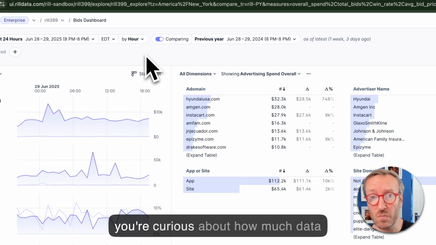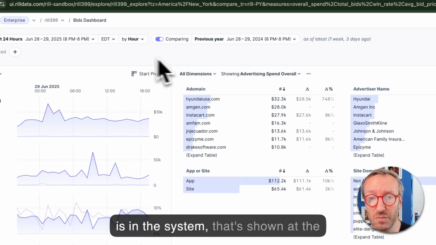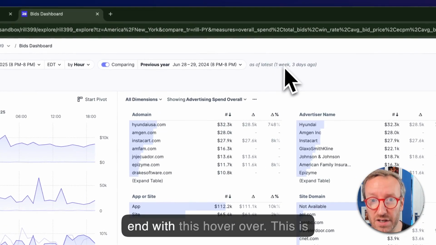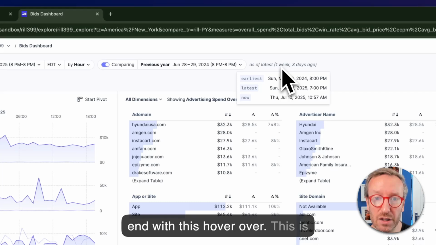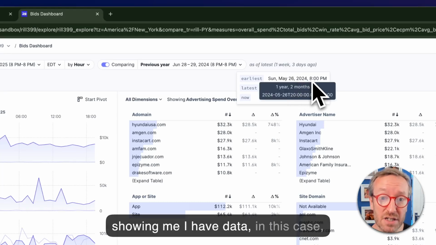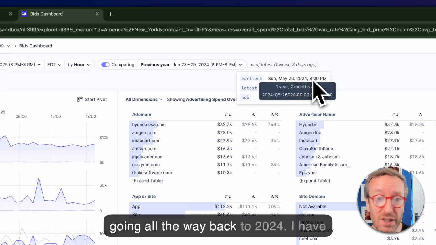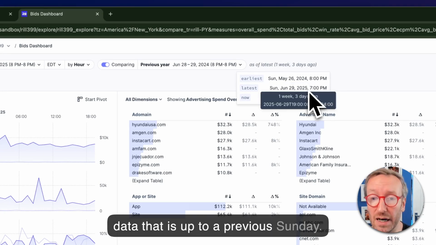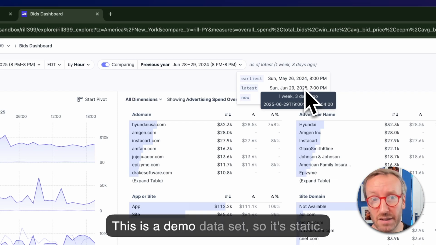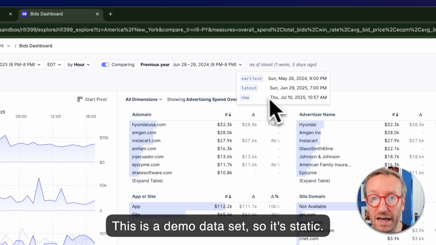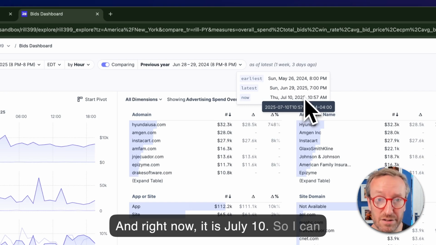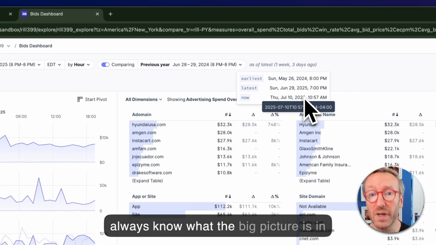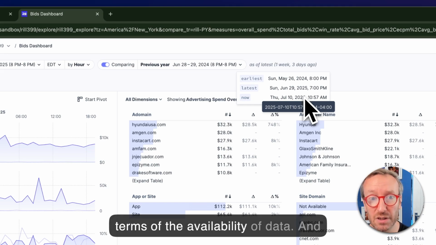And if you're curious about how much data is in the system, that's shown at the end with this hover over. This is showing me I have data in this case going all the way back to 2024. I have data that is up to a previous Sunday. This is a demo data set, so it's static. And right now it is July 10th. So I can always know what the big picture is in terms of the availability of data.